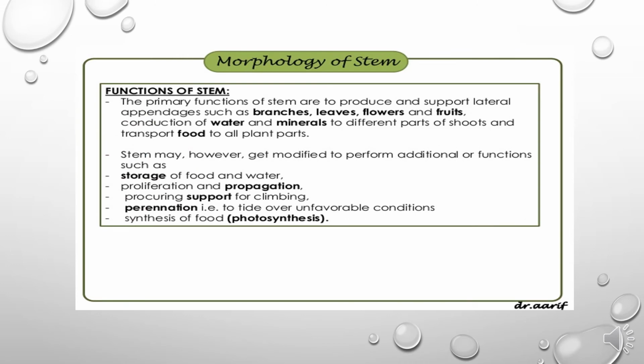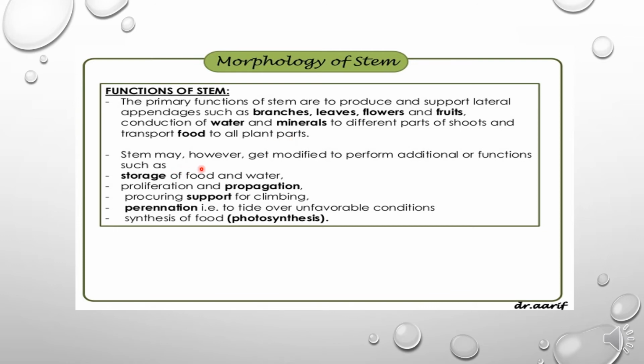Now the function of the stem. The stem basically has various functions. The primary function of the stem is to provide support to lateral appendages like branches. Lateral appendages mean branches, leaves, flowers, and the fruits. Conduction of the water. You know about it. The stem is responsible for the conduction of the water and minerals, and for the transport of the food to all parts of the plant, due to having the compound plant tissues, xylem and phloem.